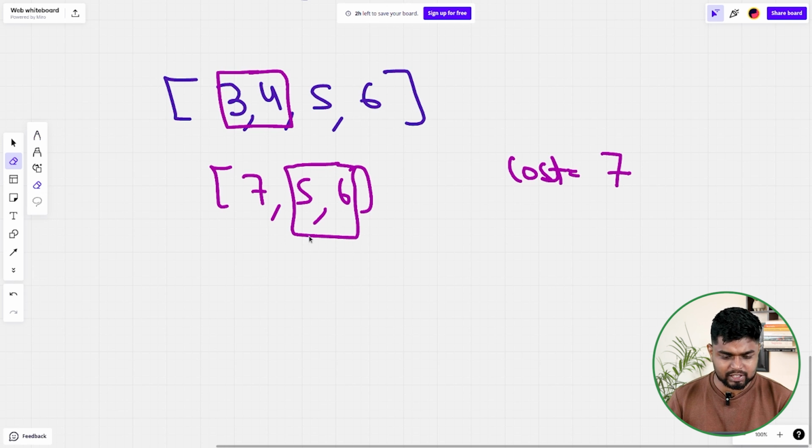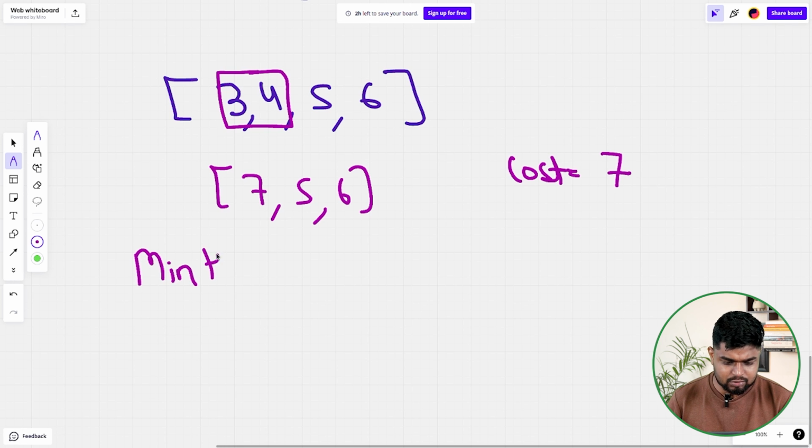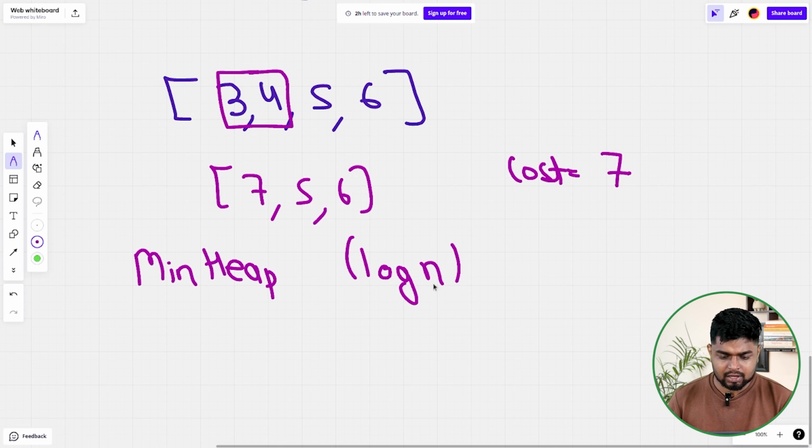So that is why we need a data structure which can always give us the minimum elements in a very quick time. Which data structure comes to our mind? There is a data structure known as min heap. We need to use the min heap because it helps us get the minimum element in log of n time. We will get the two minimum elements very quickly at every step, and then we'll be able to connect them.